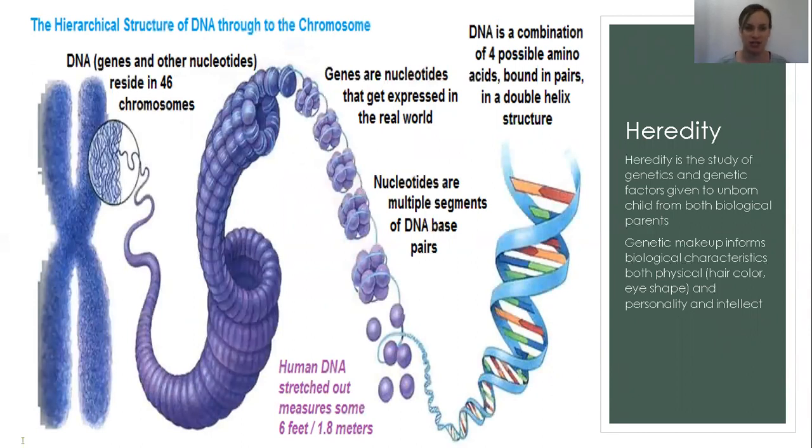And so we have 46 chromosomes, and they are typically in pairs. Really, this is the genetic makeup that informs our biological characteristics. So our hair color, our eye color that I was talking about previously, and then parts of our personality and our intellect as well. It is definitely influenced by the environment around us, but some of it also comes from the genetic makeup that we inherit from our parents, and it is stored in the structure of the DNA.